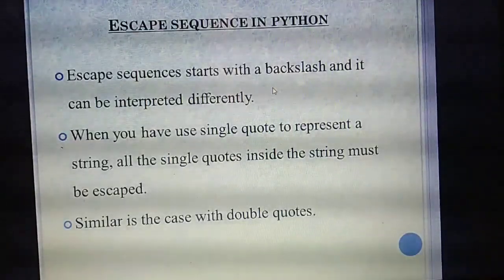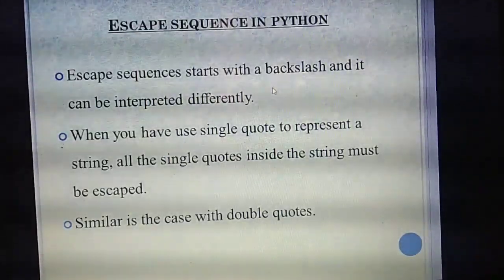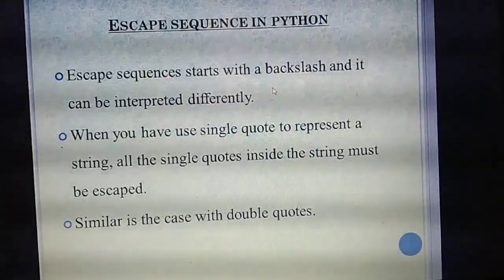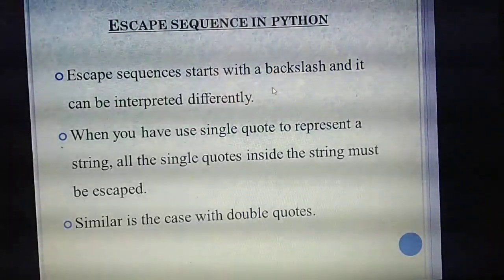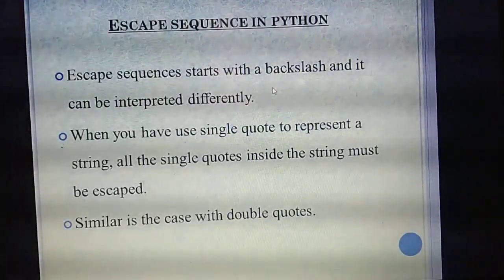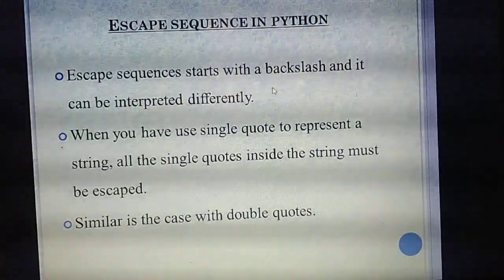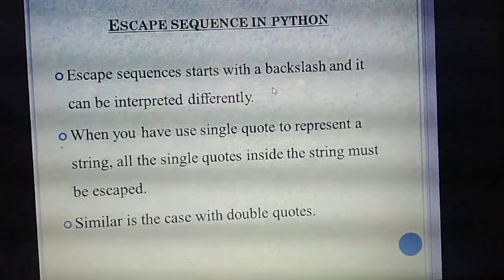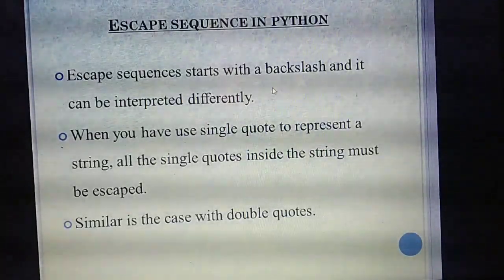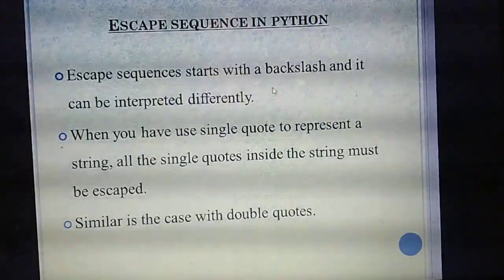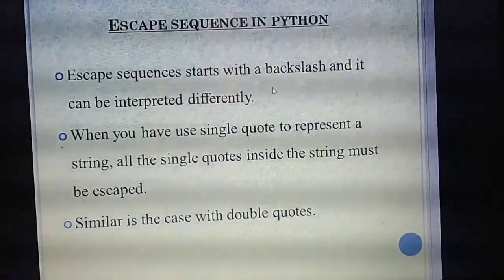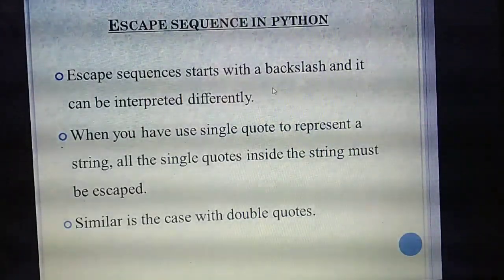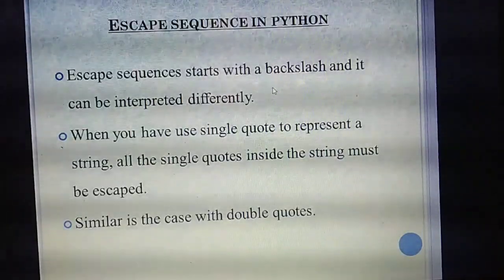For example, a word like it's raining, with an apostrophe between it and s. If an apostrophe is there, you can't represent the string within single quotes. That you have already studied. But using this escape sequence, the backslash symbol, you can represent the sentence using single quotes also. The sentence will display as it is.